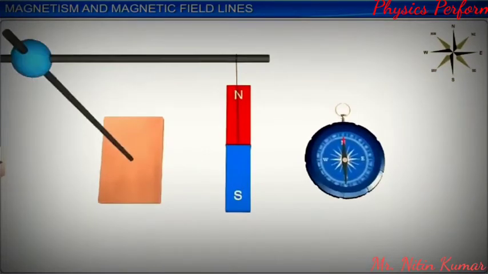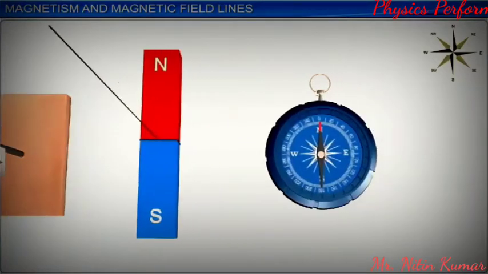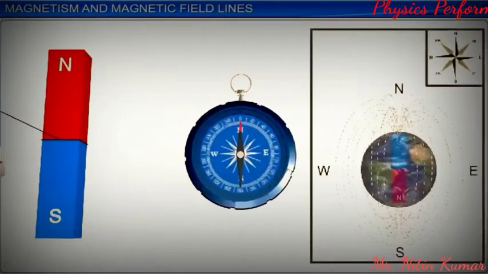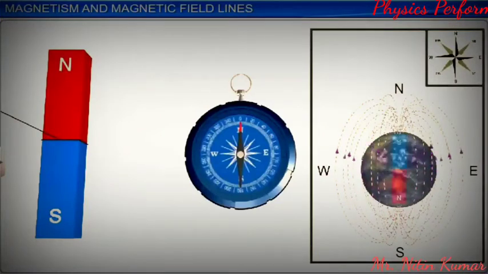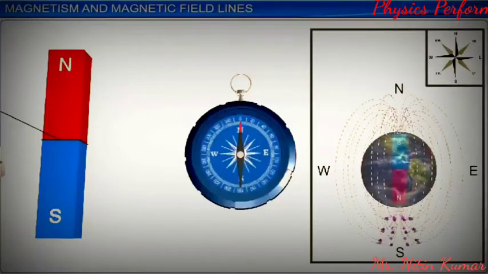One end of the magnet points to the geographic north pole, called the north-seeking pole or north pole of the magnet. And the other end points to the geographic south pole, called the south-seeking pole or south pole of the magnet. This is because the Earth behaves as a huge bar magnet with its magnetic north pole located near the geographic south pole, and with its magnetic south pole located near the geographic north pole.